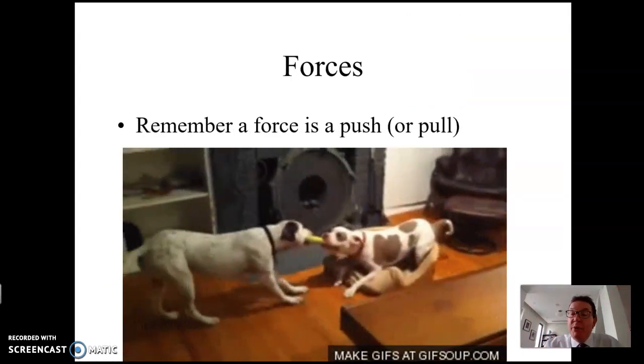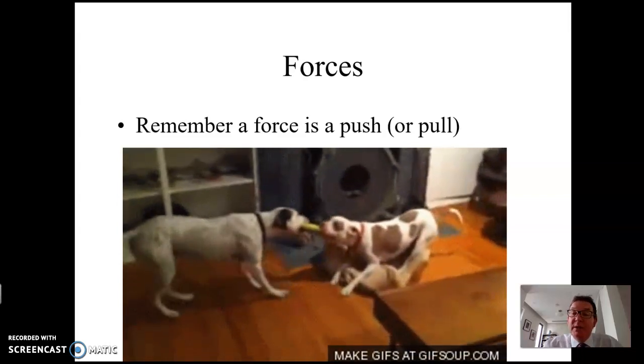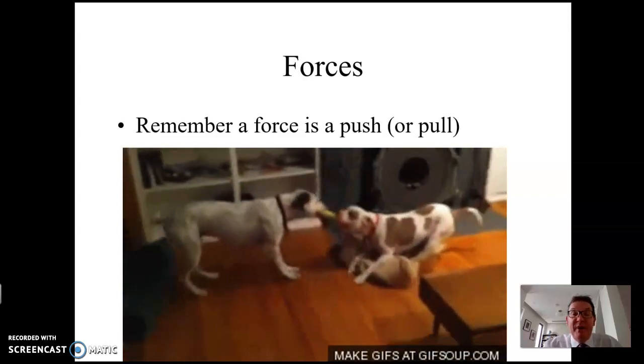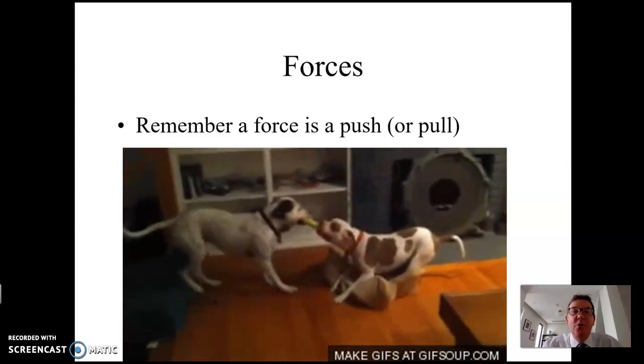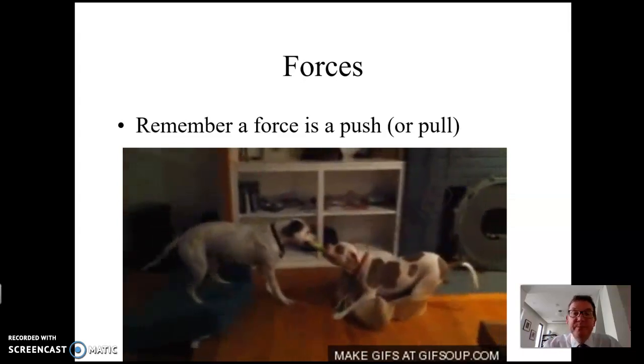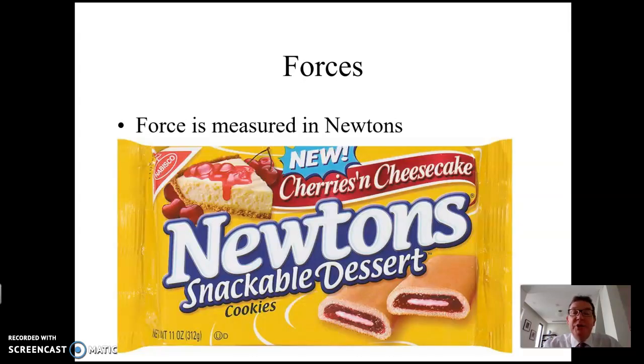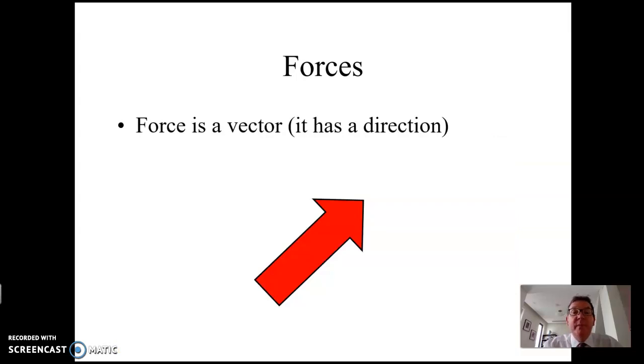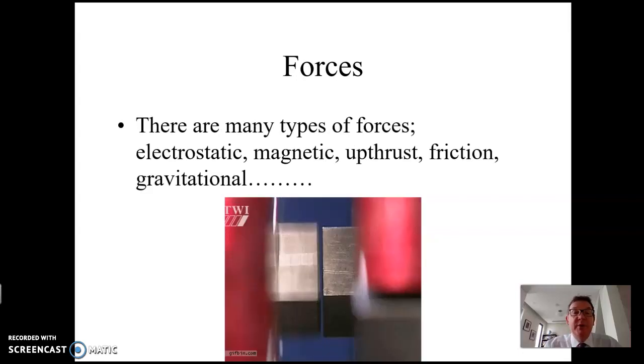Okay, we then moved on to forces. So this is going back to year 7. In fact, it's year 5, I think, this year. So a force is a push or a pull. It is measured in newtons. Force is a vector in the same way that velocity is a vector, it has a direction. Forces have a direction, and so we can represent them with arrows quite nicely. We'll see in a moment.